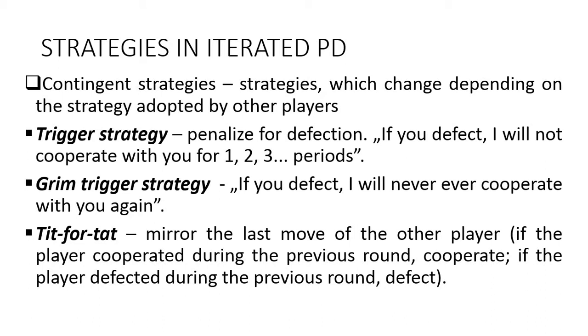Grim trigger strategy is a very radical form of the trigger strategy, and basically it means if you defect, I will never ever cooperate with you again. So if you defect even once, it means that I will never ever cooperate. And finally, tit for tat means mirroring the last move of the other player. For instance, if you cooperated in the previous round, I will cooperate with you during the current round. If you defected in the previous round, I will also defect in this round. So this is the idea.